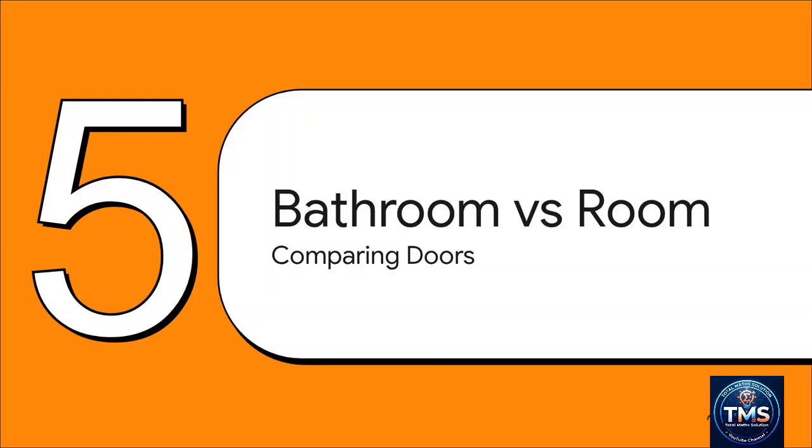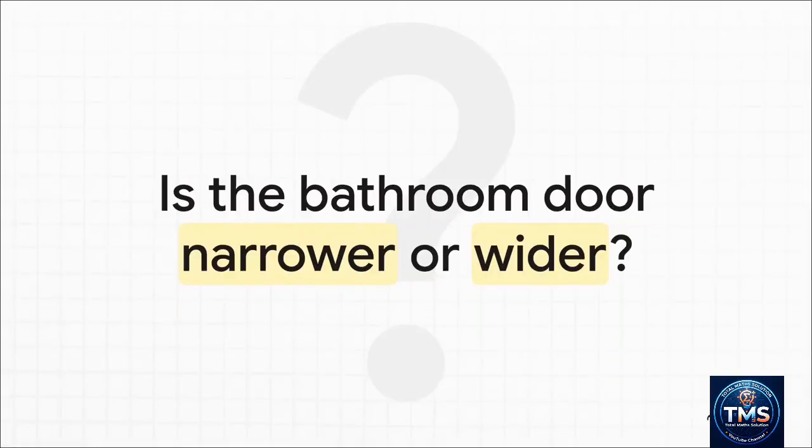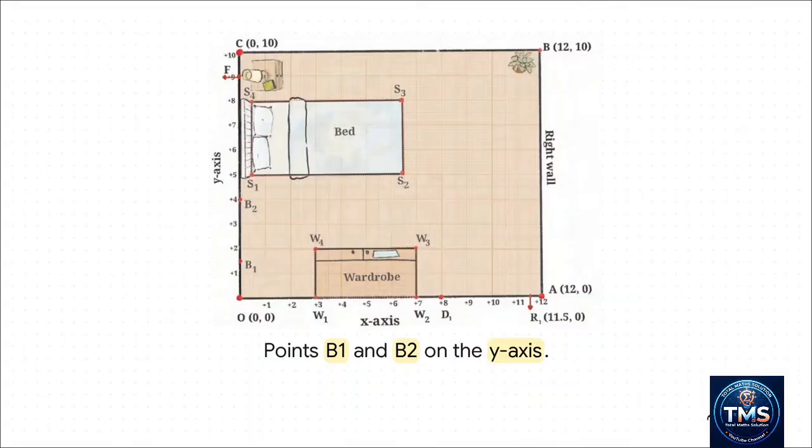Awesome. Let's push forward to part 4, bathroom versus room, and see how all this sets us up for our final challenge. We fully analyzed the main room's door. Now, the problem asks us to look at a second door, the bathroom door, using coordinates B1 and B2, and figure out if it's narrower or wider than the main door we just measured. Let's get visually oriented one last time. Notice how you have to shift your focus here. We aren't looking at the horizontal x-axis at the bottom anymore. Instead, look up the left wall, the vertical y-axis. Right there, you'll see B1 starts at 1.5 and B2 ends at 4.